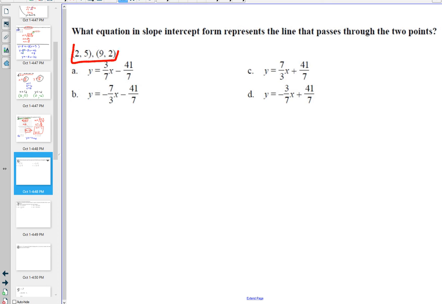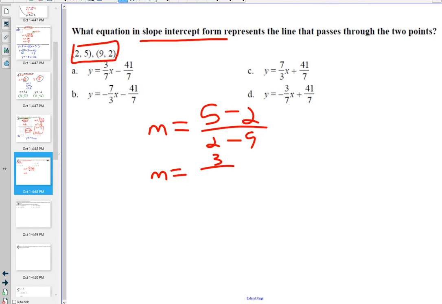Sebastian, for the 3rd time now today, I want to write an equation in slope-intercept form, and I'm being given 2 points. What should I find first? Jasmine? Kirsten? You even listening? Andrew, you know what to find first? Slope. Since we've done it today a bunch of times, I'll go fast. 5 minus 2, 2 minus 9, 3 over -7, which is -3 over 7.